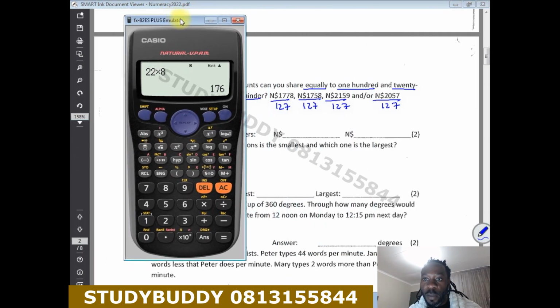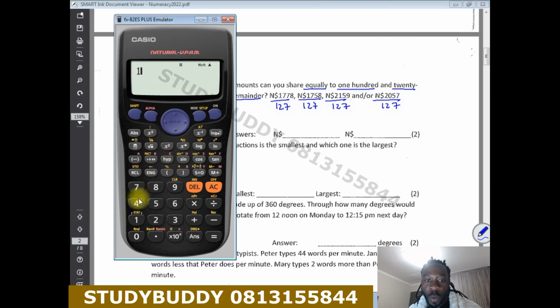So we start with our calculator. 1778 divided by 127. As you can see, you get a clean 14, no remainder. So this one works. We go to the next one. 1758 divided by 127. You see this one is 13 point something, meaning it has a remainder. It's not working.